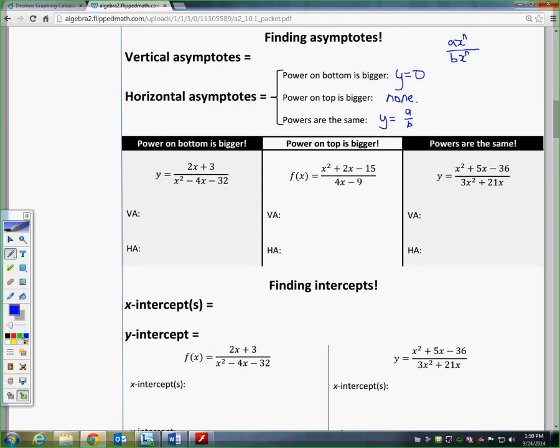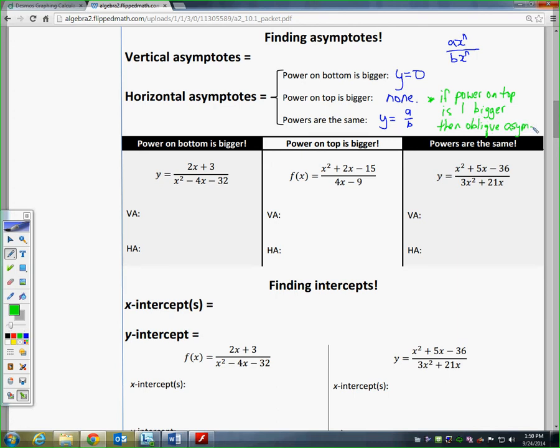And I'll just add one note to this: if the power on top is 1 bigger, there's no horizontal asymptote, but there is an oblique asymptote. And again, an oblique asymptote is at an angle.